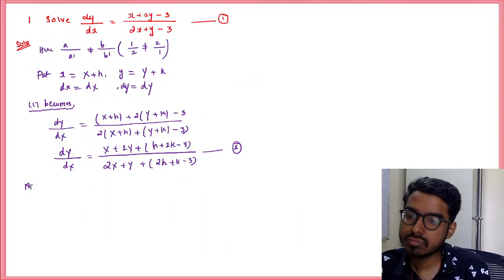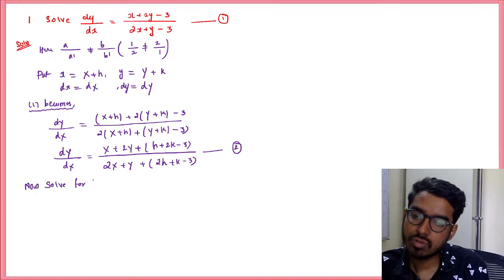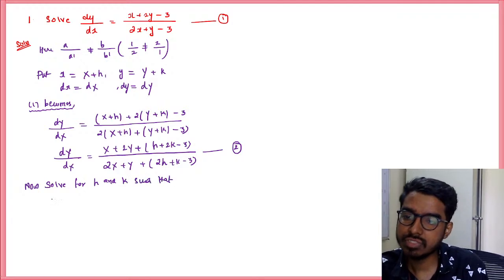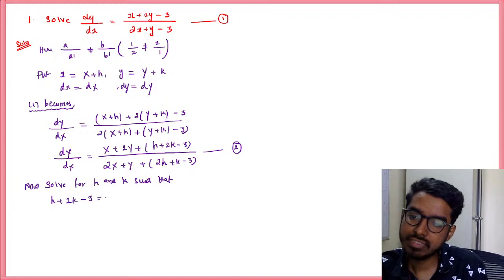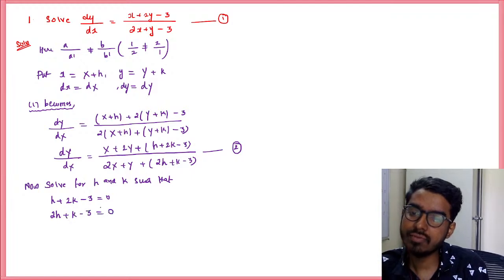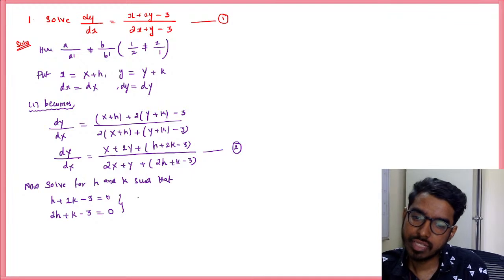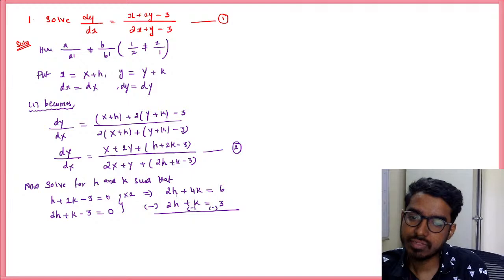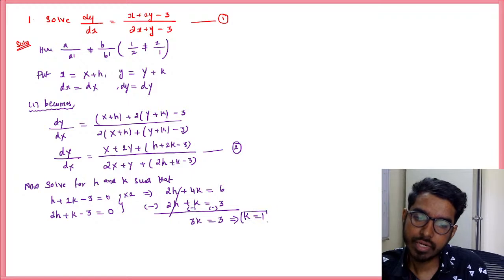Now solve for h and k such that these two constants have to be 0. So h plus 2k minus 3 is equal to 0 and 2h plus k minus 3 is equal to 0. Let us solve this. Let us multiply the first by 2. So we will have 2h plus 4k is equal to 6, and 2h plus k is equal to 3. Subtracting, we will have 3k equal to 3. This implies k is equal to 1.